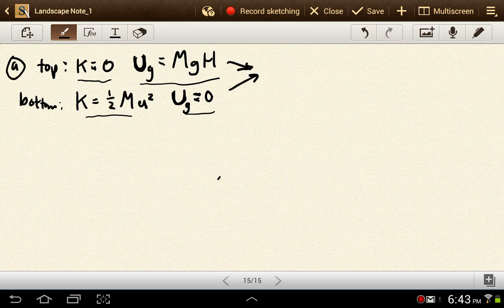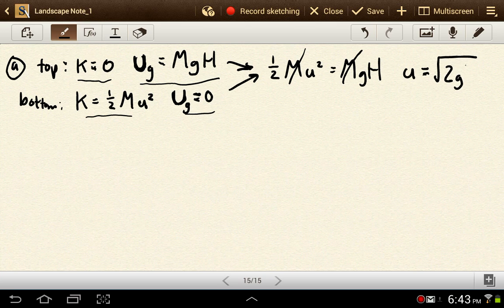Okay, so what we'll get there is 1/2 big M little u squared equals big M G big H. Cancel the M's, and the 2 comes over. So little u, which is Tarzan's speed right before he makes contact with Chug Chug, is just going to be the square root of 2G big H.